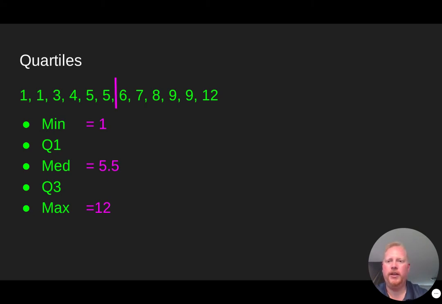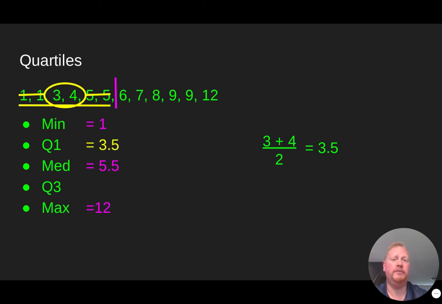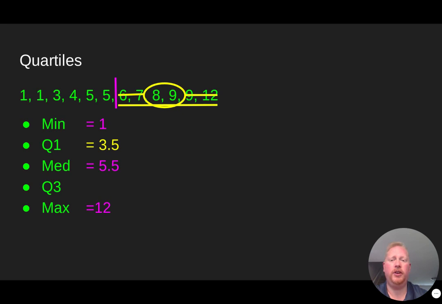Okay, so now when I start crossing off numbers with my lower half, I cross those off and I get 3 and 4 in the middle. So then I'll have to go ahead and add those up, divide by 2, and I get 3.5 for my Q1. Then I'll do the same thing for the upper half. Cross off those numbers, and I get 8 and 9 in the middle. Add those up and divide by 2, and I get 8.5.